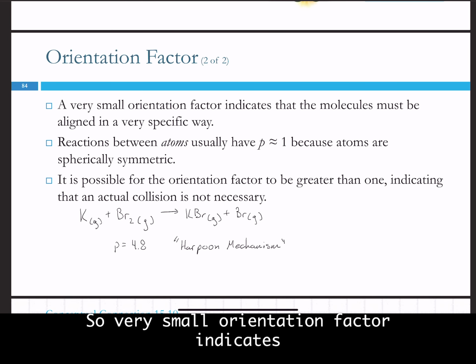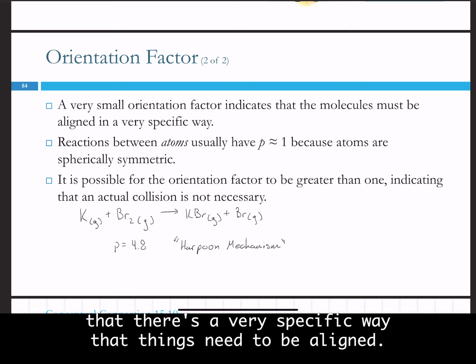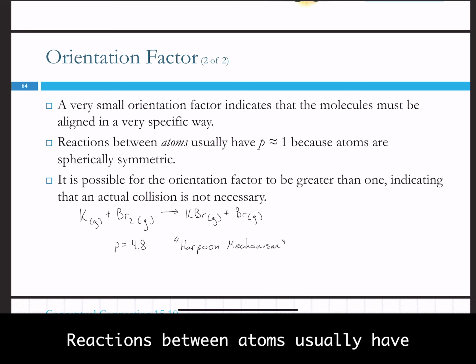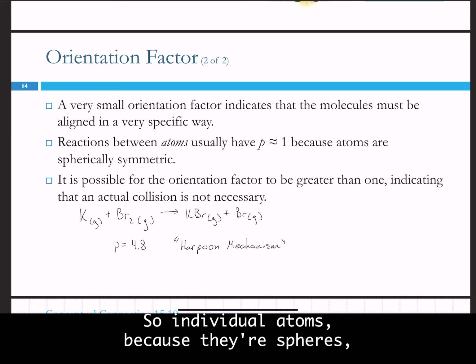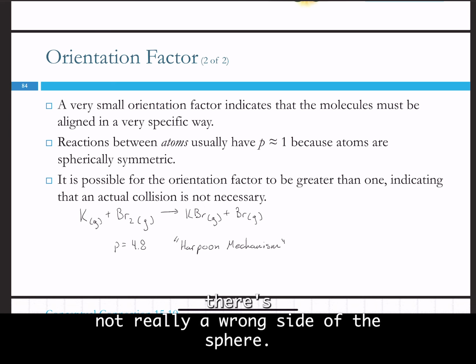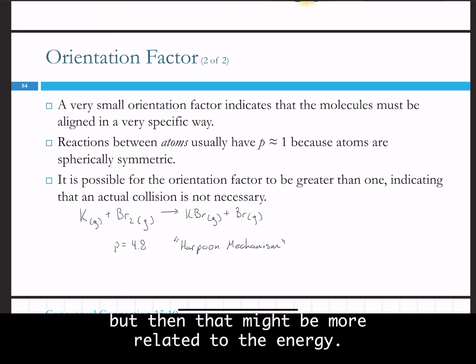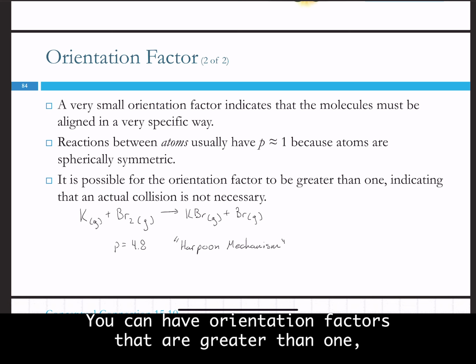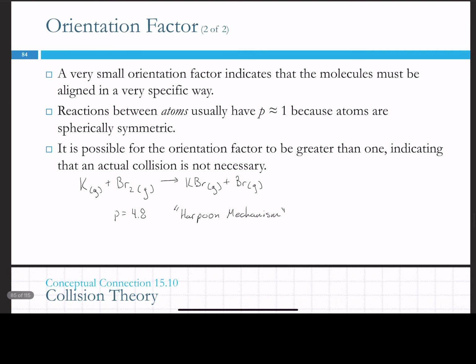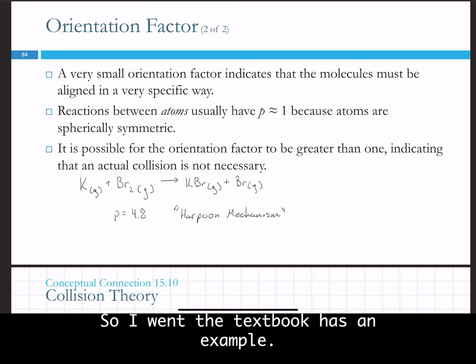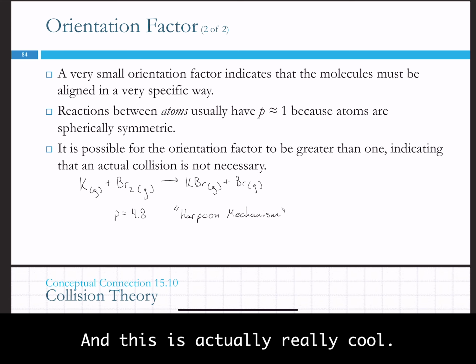So a very small orientation factor indicates that there's a very specific way that things need to be aligned. Reactions between atoms usually have an orientation factor of about 1. So individual atoms, because they're spheres, there's not really a wrong side of the sphere. You could have glancing reactions maybe, but then that might be more related to the energy. You can have orientation factors that are greater than 1. And the textbook has an example, and this is actually really cool.